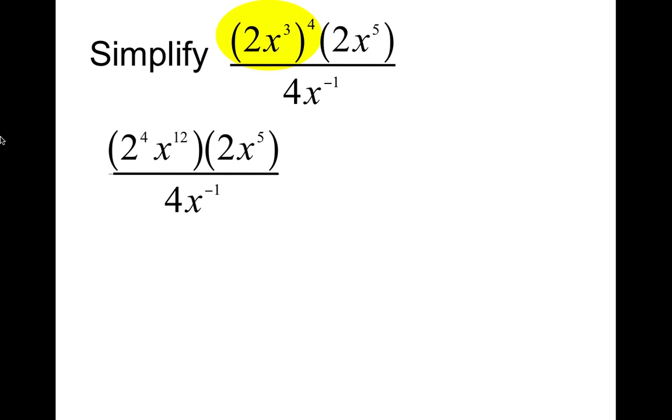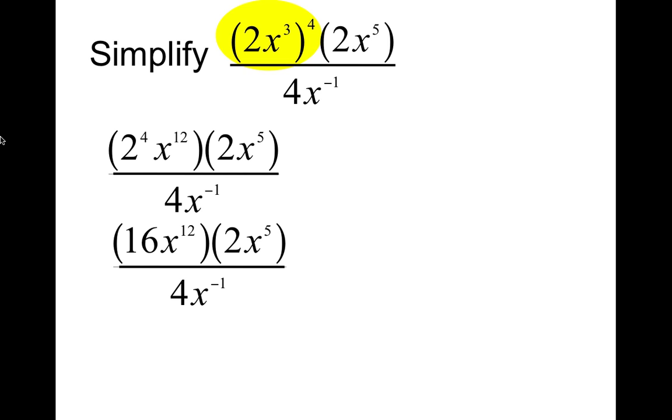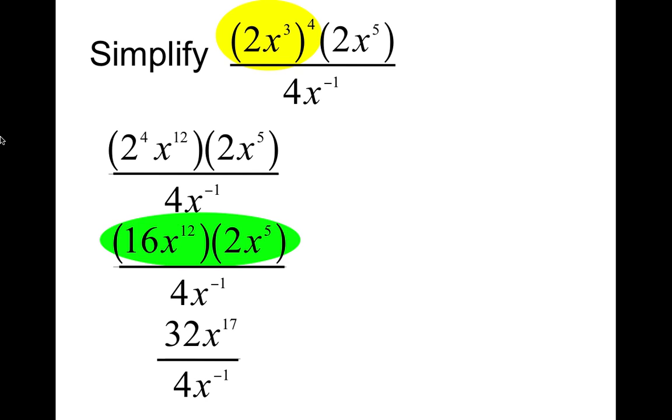So we'll simplify that little part in yellow and just copy the rest of the problem. 2 to the 4th is the same as 16. Next, we can simplify this. We can multiply these two together. 16 times 2 is 32, and since I'm multiplying the same base, I'm going to add the exponents. 12 plus 5 is 17.